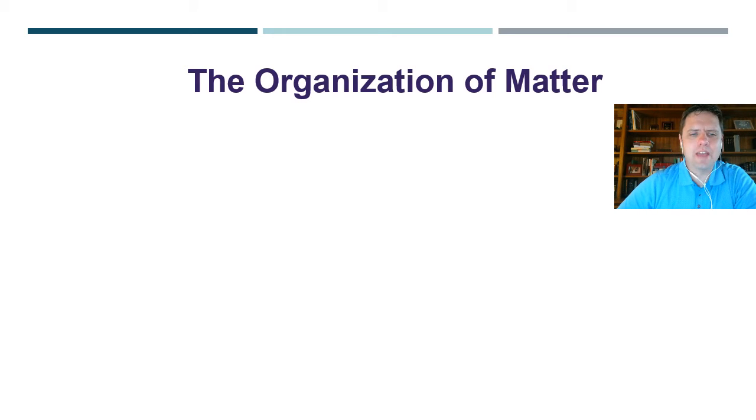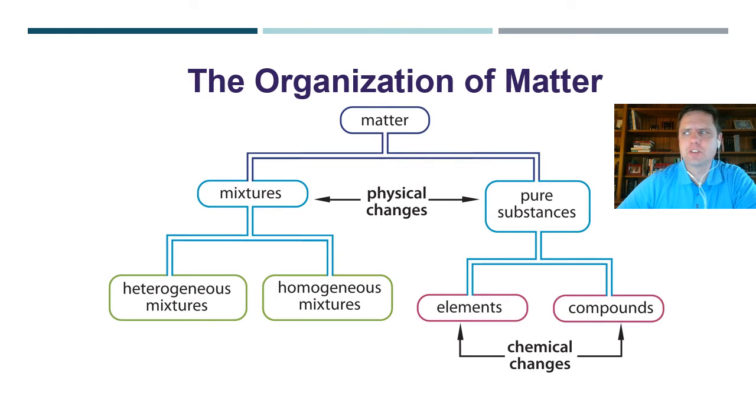Okay, so having done all of that, we can now organize matter. Here's a little chart for us to follow. We have matter. It can then be split into mixtures and pure substances. The mixtures are made up of heterogeneous mixtures and homogeneous mixtures, right? Heterogeneous is the one that has like the chocolate chip cookie or the fruit inside of the Jell-O. Homogeneous is kind of like air, right?